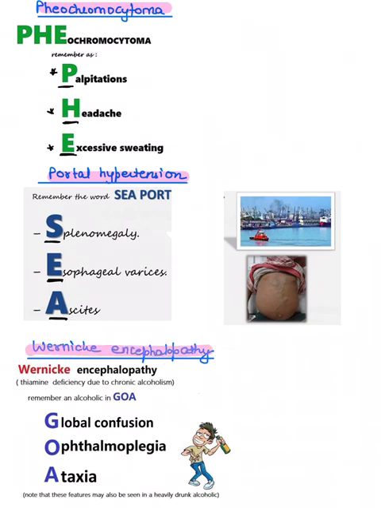Now coming on to the Wernicke's encephalopathy. Okay, how does this happen? This is basically due to chronic alcoholism. There is thiamine deficiency. So this can be asked as a MCQ question.